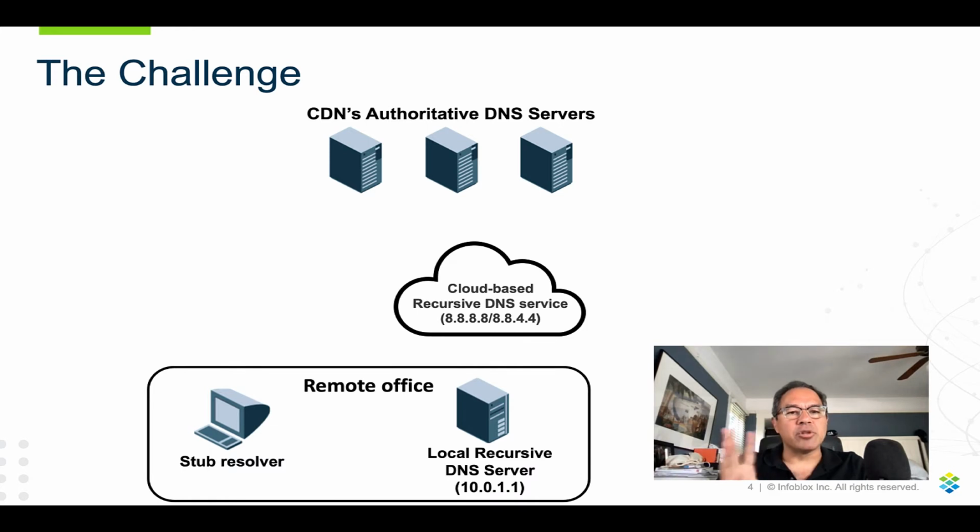So here's a diagram that shows the way that works. We have a remote office down at the bottom, a stub resolver querying a local recursive name server at 10.0.1.1, and it's forwarding up to this cloud-based recursive DNS service.